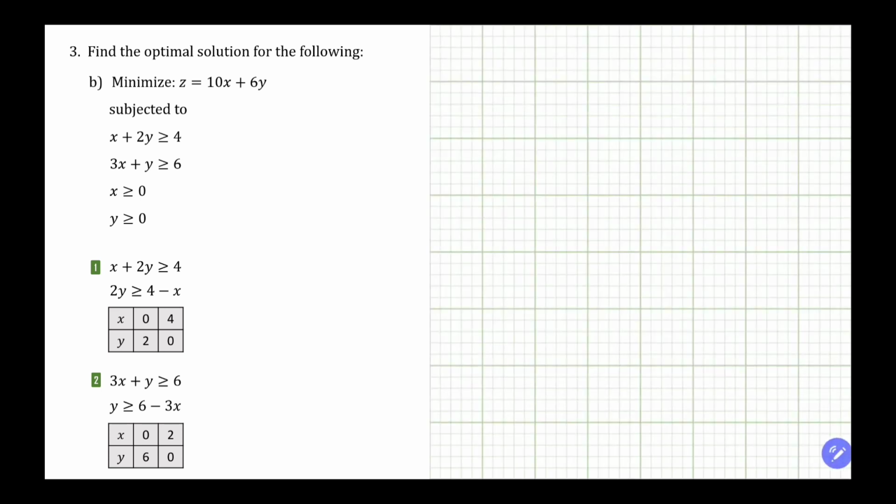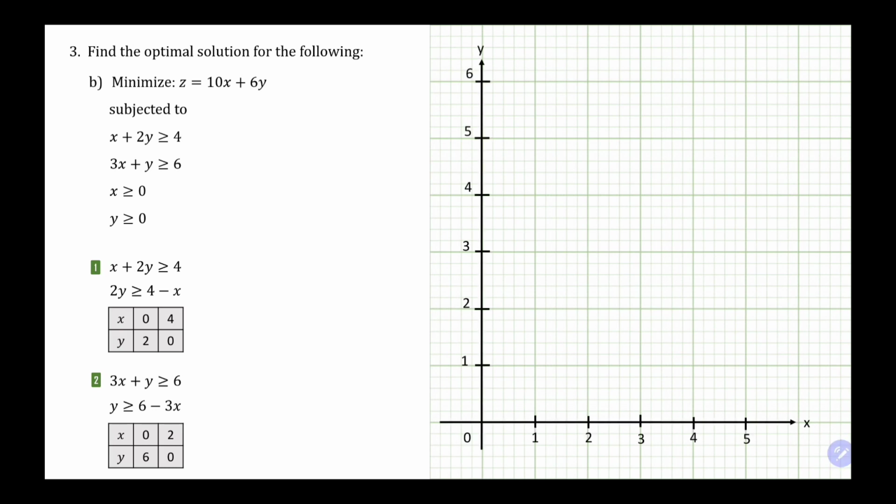Then we take out our graph paper. We put the x and y axis. First line, we have intercepts x 4, y 2. So x 4, y 2. We use a solid line since it is greater than or equal. So, solid line. Then we label the line y equals to 4 minus x.